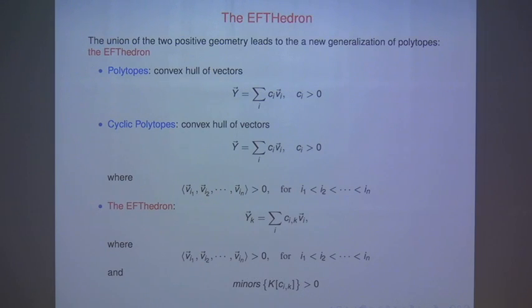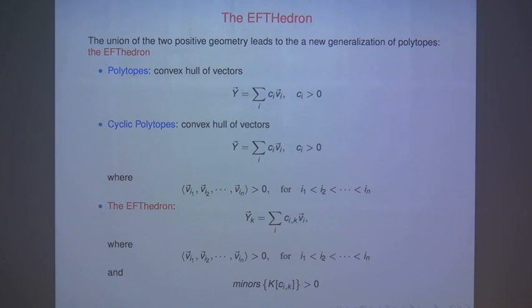These two combined tell us that there's a new notion of positive geometry, which is a generalization of polytope, and we call this basically the EFT hedron, because this is motivated by the EFT. So remember that polytopes are basically the convex hull of vectors. Cyclic polytopes are the convex hull of vectors, where for all ordered vectors, these have definite positive determinants.